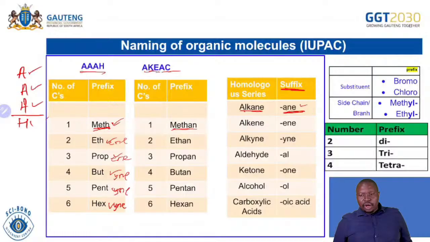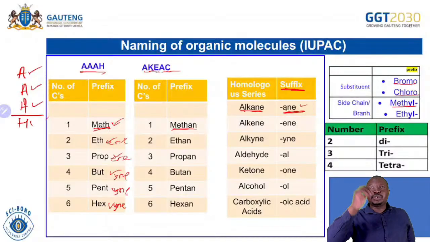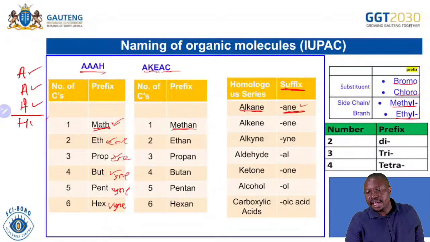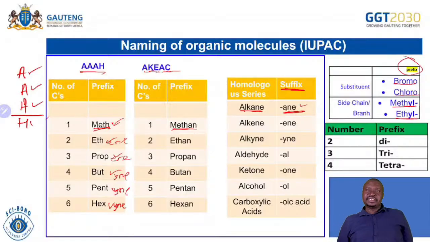Now we are going to do naming. When you name, if we have a bromo, chloro, methyl, or ethyl as a substituent, if we're having a substituent or a branch, the name must always start with the branch. So the first thing we'll do is look for the prefix, which is the branch. Do we have a branch? If we have a branch, we must write down the branches.